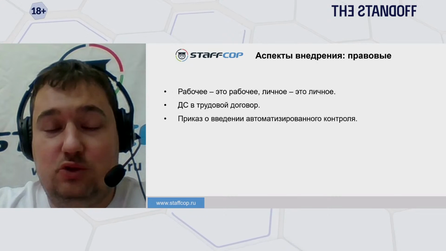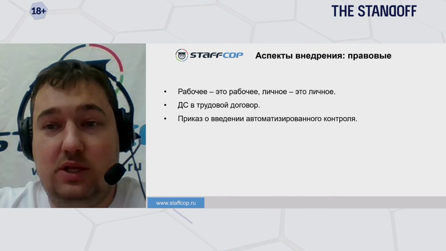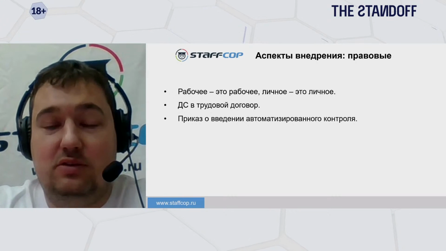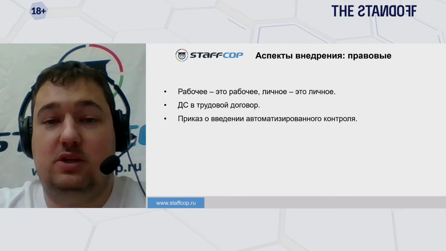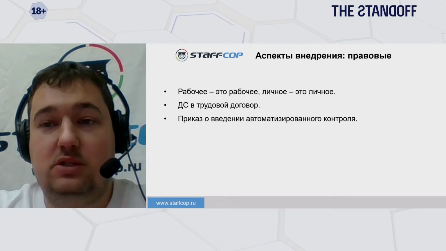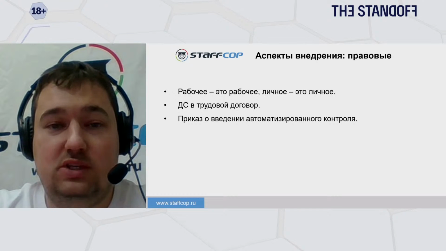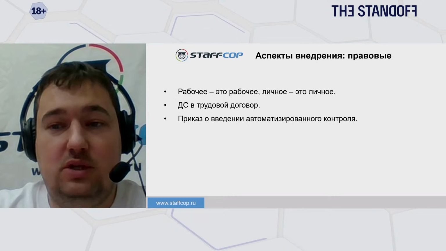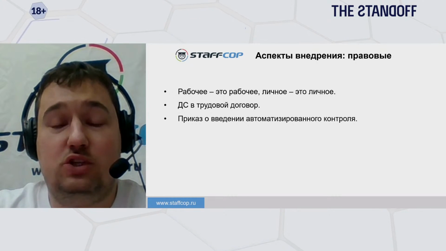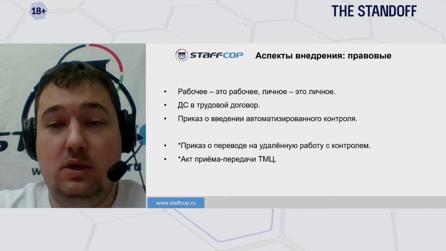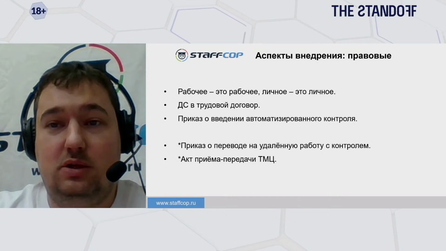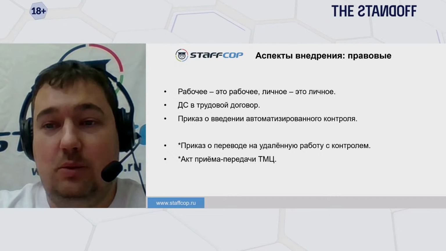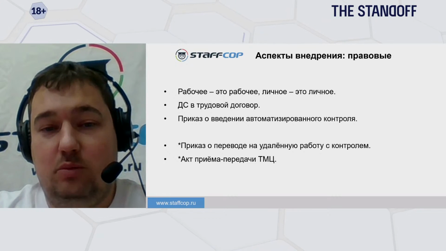And also, the employer must oversee how its property that is entrusted to the employee is used, how it's utilized. And we also recommend that there should be an order issued in the company about automated surveillance. There may be also other supporting documents.